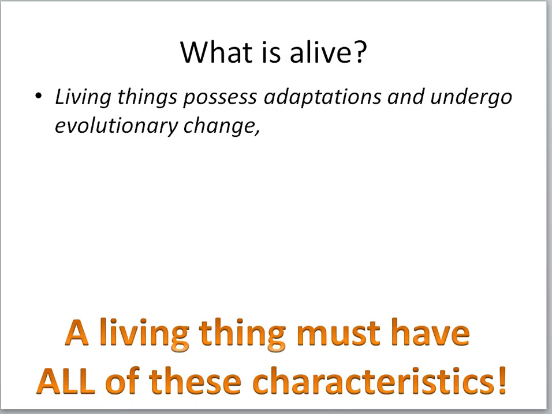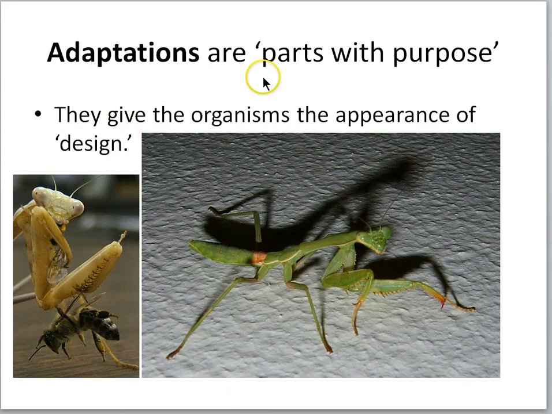Living things possess adaptations and undergo evolutionary change. Now, what are adaptations? Adaptations are those parts with purpose that we see in individuals of different species. They give the organisms the appearance of design. For example, here's a praying mantis. Now, the praying mantis has all kinds of parts with purpose. Notably, it's got these huge forelimbs, and in fact, the forelimbs have these sort of spikes on it, and that helps the mantis capture and keep hold of its prey that might be wiggling around.